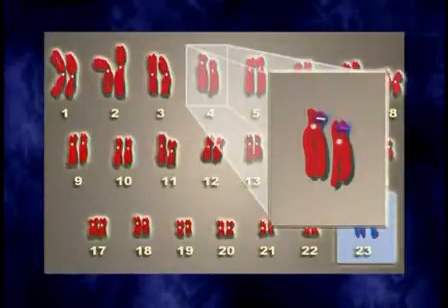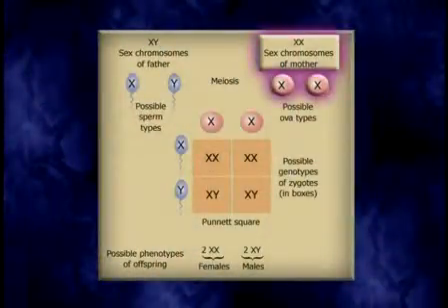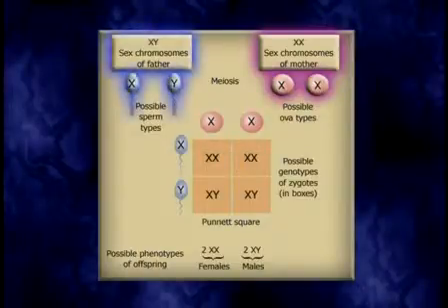Let's take some examples and see which ones work to show us the different kinds of inheritance. Let's first talk about sex determination. We know we have X and Y chromosomes. The female ends up with a complement of 2 X chromosomes, and the male ends up with an X and a Y.